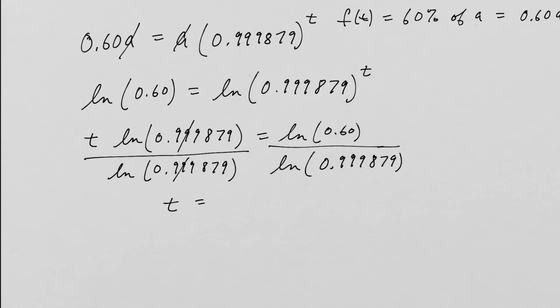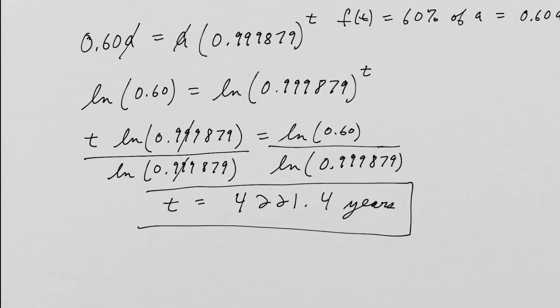So if you do natural log of 0.6 over natural log of 0.999879, you're going to get around 4,221.4 years. So that's the age of the artifact.